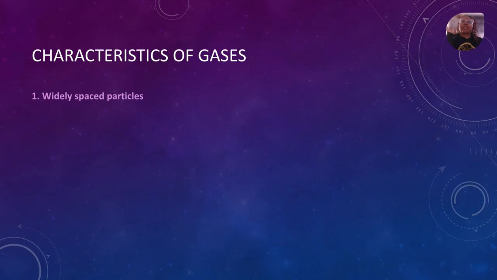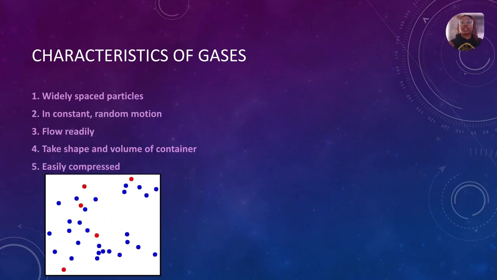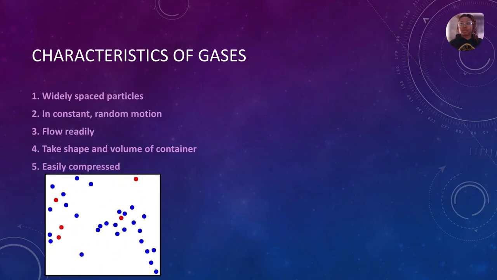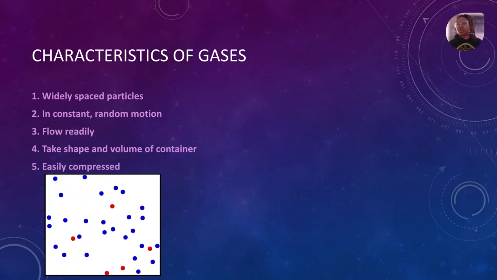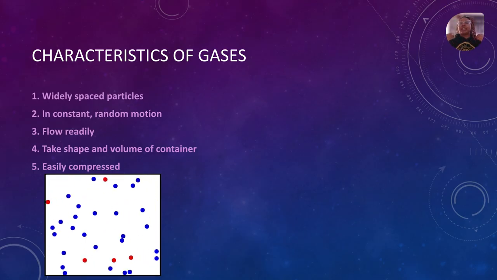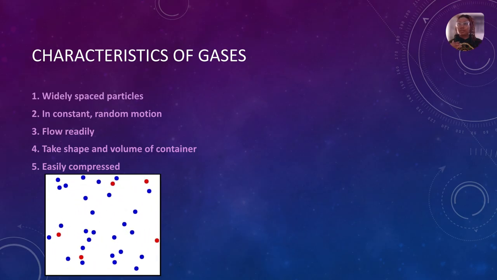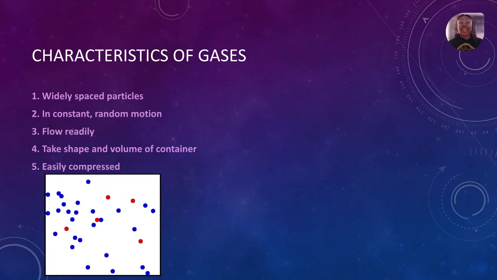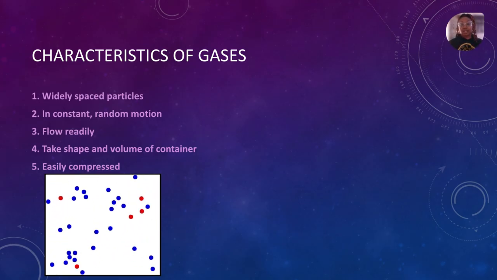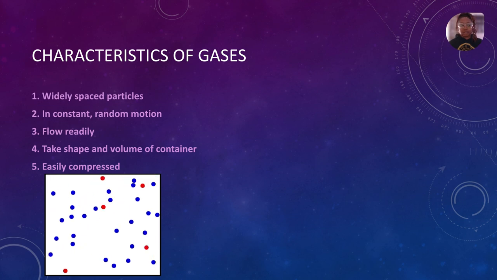Okay, so here are some characteristics of gases that hopefully we already know from when we took chemistry before. They're widely spaced particles. They're always moving. They flow readily, right? So they easily move. They take the shape and the volume of the container they're in, and they're easily compressed.